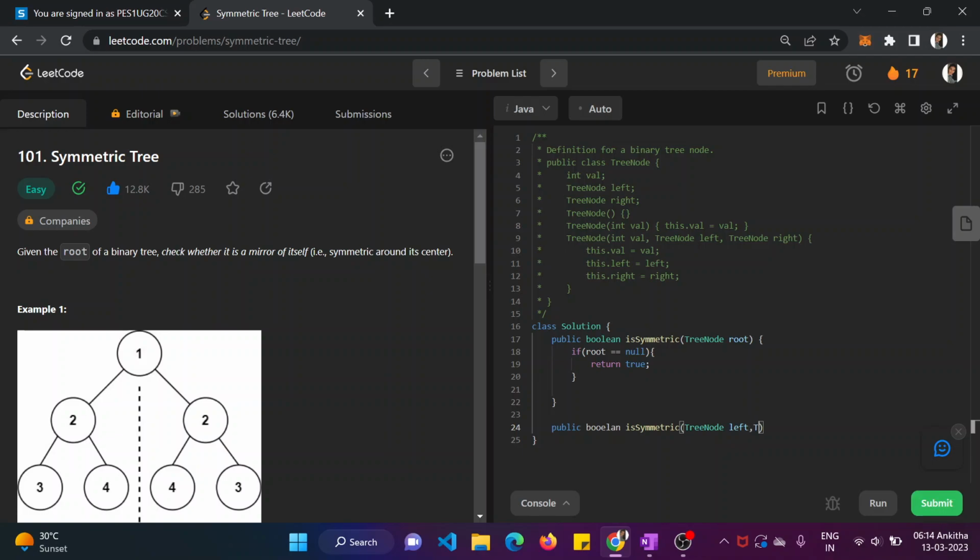left comma tree node right. I have given tree nodes left and right. So for this, I have to return is symmetric of root dot left comma root dot right as the parameters. Now, what should be there inside this function?